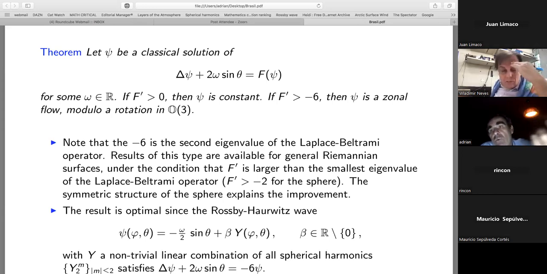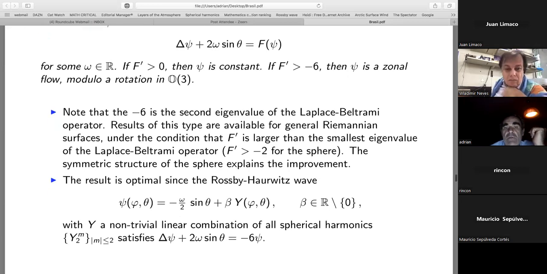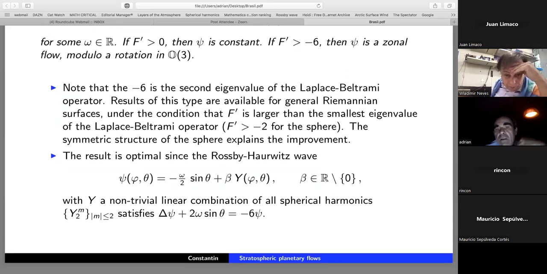We can do this because we have a lot of symmetries here. So this is an interesting result, because what you expect is some comparison with the first eigenvalue, but here it works with the second. It is optimal because the Rossby-Haurwitz wave is a solution for -6. These are spherical harmonics, and any non-trivial combination will satisfy it. So -6 is the best that you can obtain for the sphere. This is a so-called rigidity result.